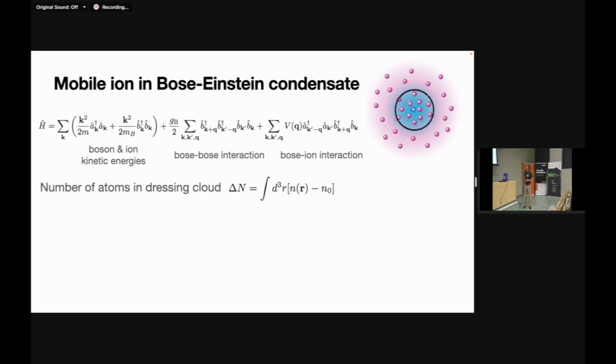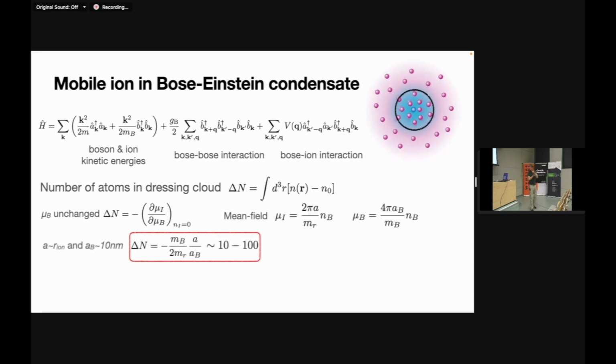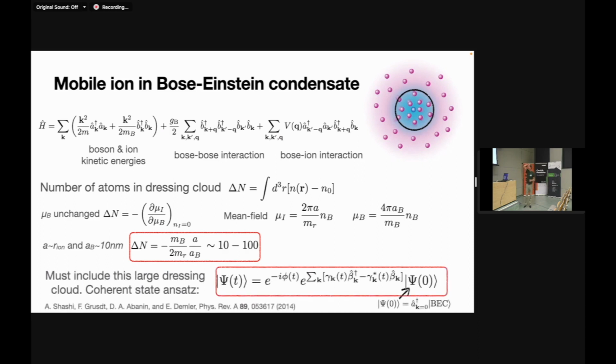we look at the number of atoms around the ion, so the surplus density minus the equilibrium density of the BEC around the ion. You can do some thermodynamic arguments for how many there are. And if you assume mean field theory all the way through, you should expect, due to the strong atom-ion interaction, that there are many atoms, bosons, around the ion. This is different from when you put neutral impurity atoms into a Bose-Einstein condensate, where you typically have one, maybe two bosons around the impurity. Here you can expect many more. So you have to use a different ansatz to try to describe this.